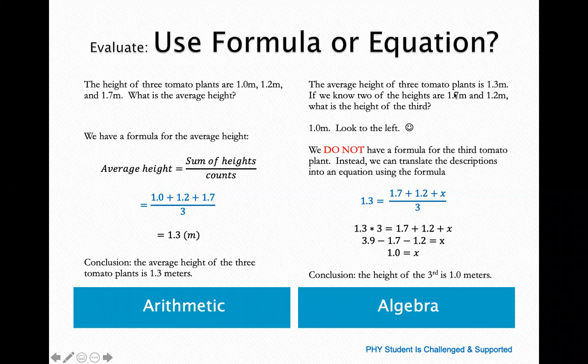On the other hand, if you actually know the height of 2 tomato plants, you want to find out the third. In the meanwhile, you know the average. How do you find out the third? This is the one you cannot just punch into your calculator to get the number, but you need to set up an equation and solve the equation. So this is equation algebra.